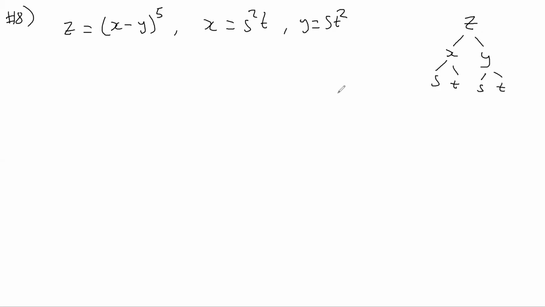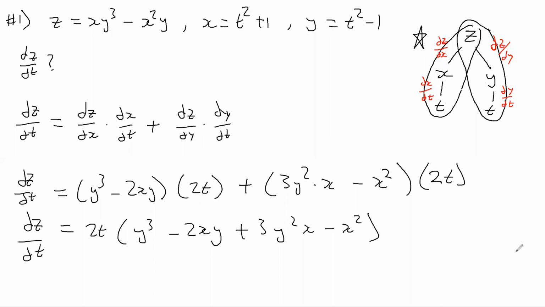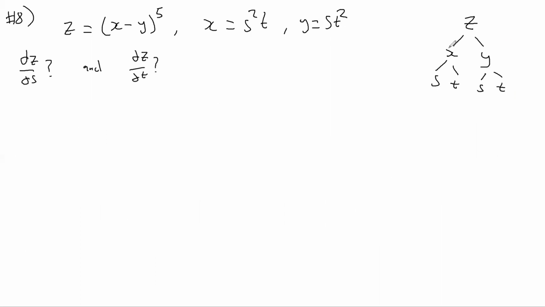For this question, we're trying to find what dz over ds is and what dz over dt is, since t is the other variable. And you see for this case, compared to the previous question, we have more variables. At the bottom of this tree, in the first question, everything was just dependent on t. Well, in this question, x and y are actually dependent on both s and t. So, something to note.